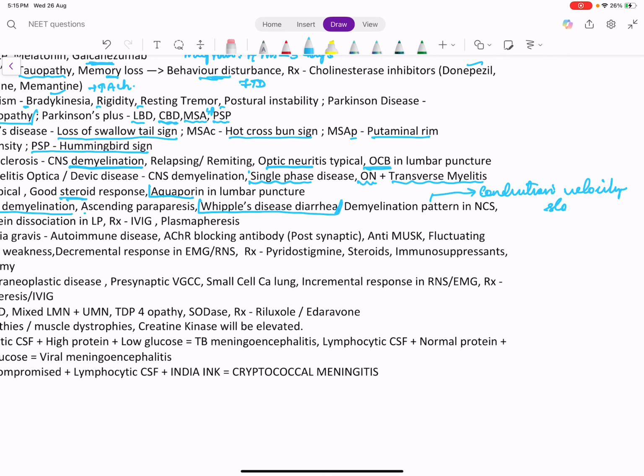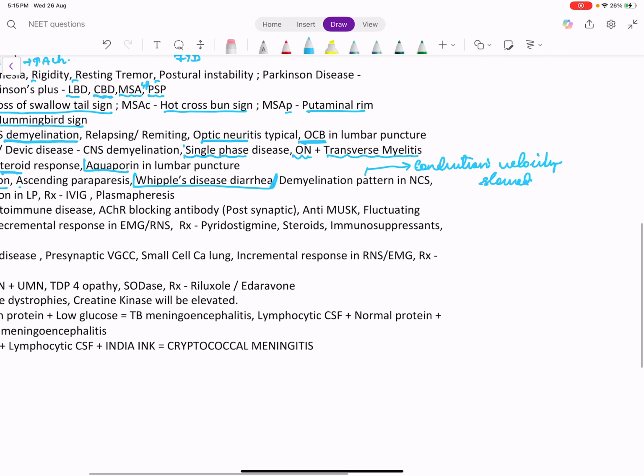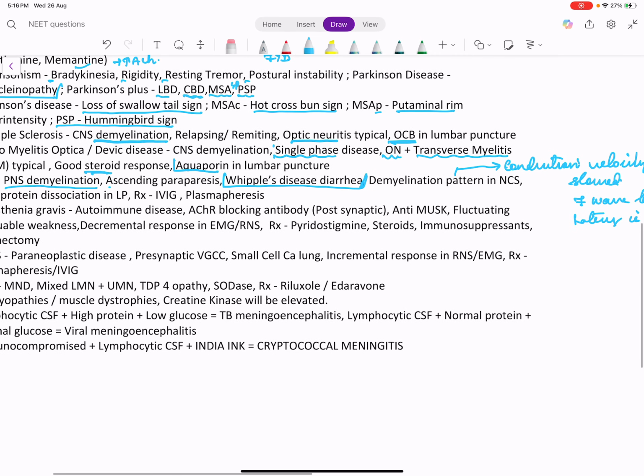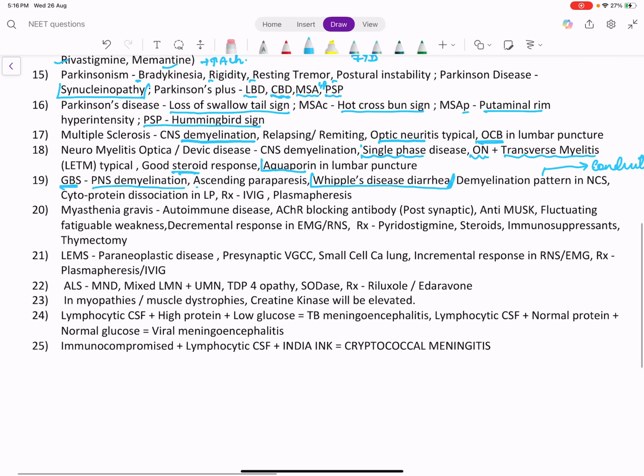Conduction velocity becomes slow, and we have something called F wave latency, that is also prolonged. Actually latency is prolonged because the impulse takes time to get propagated. So that is the finding in nerve conduction study. If you do an LP, we have cytoalbuminous dissociation, that is protein will be high but cells will be low, lymphocytic cells will be low. Treatment here is IVIG or plasmapheresis.